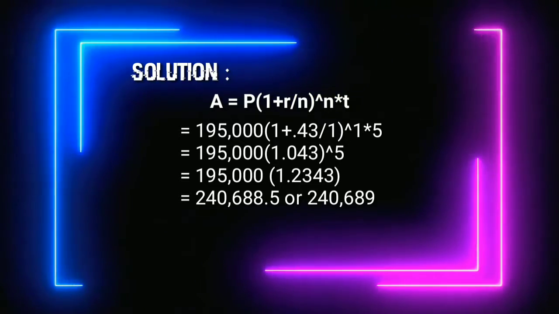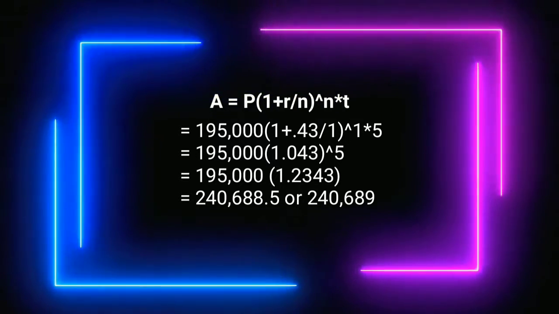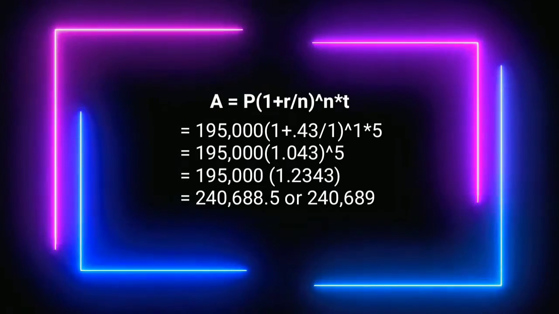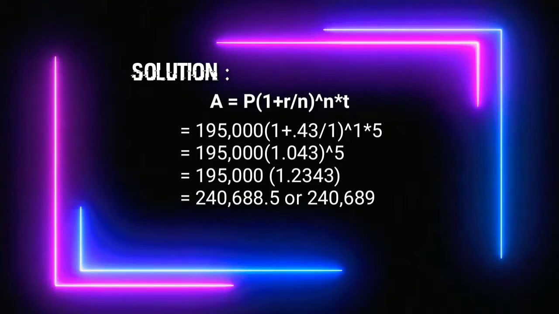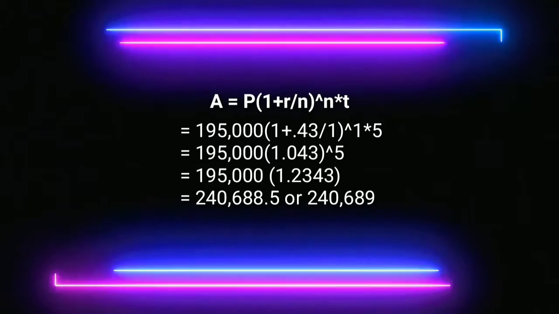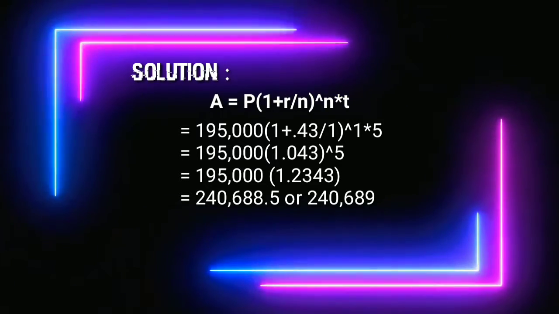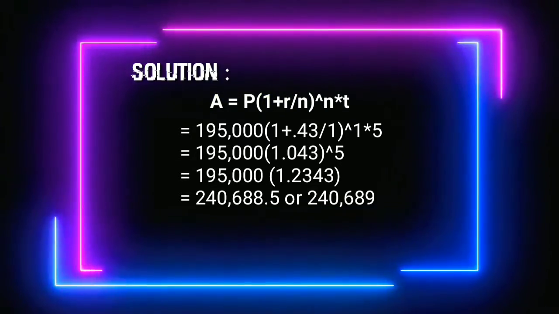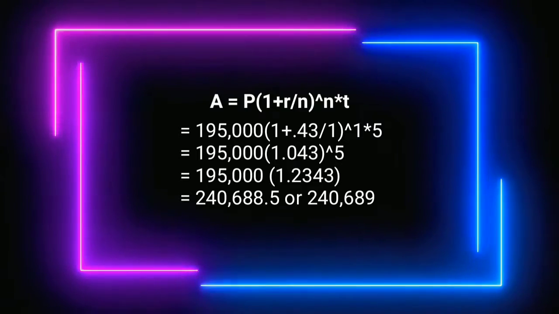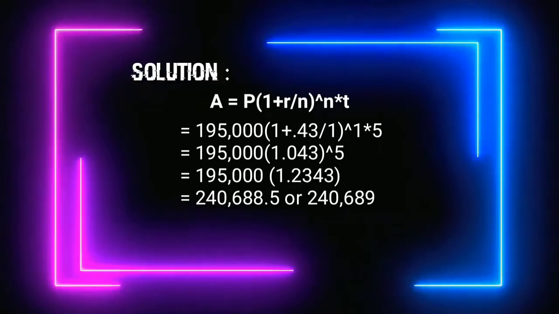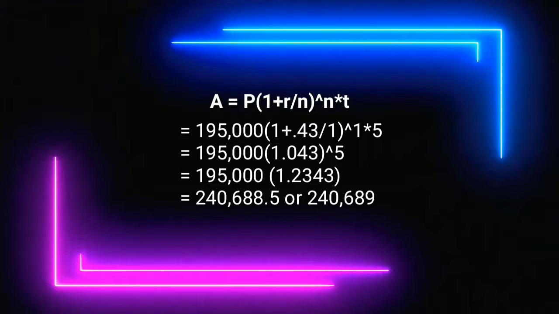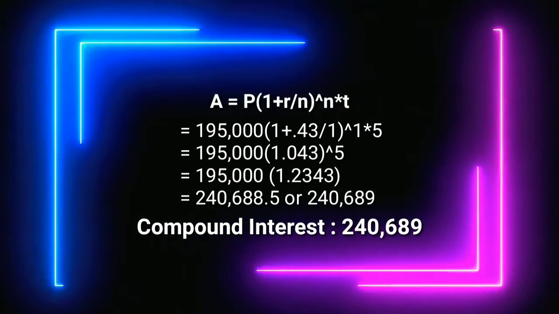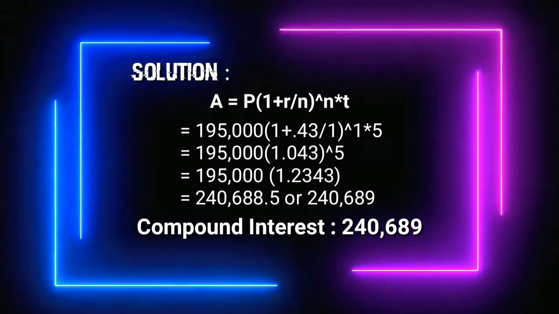195,000 times (1 + 0.043/1) to the power of 1 times 5 is equal to 195,000 times 1.043 to the power of 5 is equal to 195,000 times 1.2343. So the final answer is 240,688.5 or 240,689. So the compound interest is 240,689.